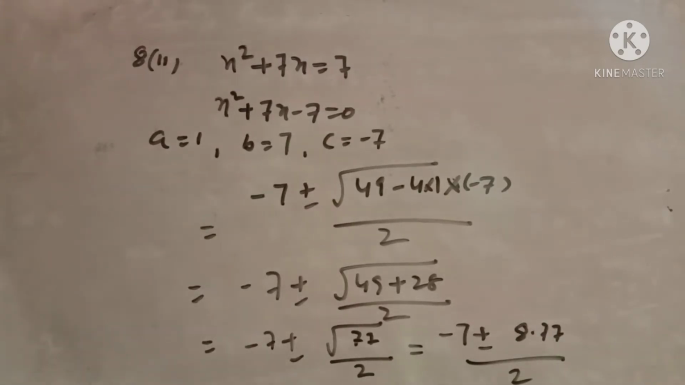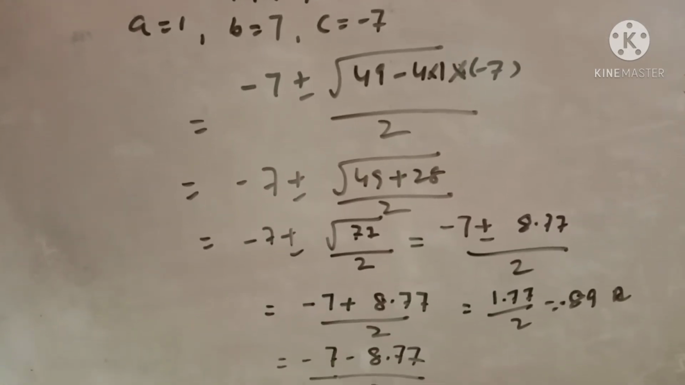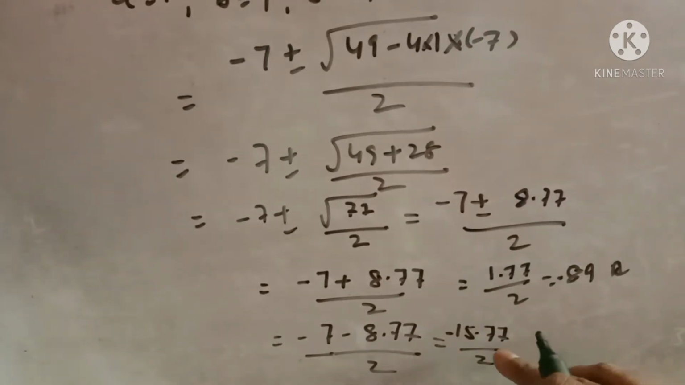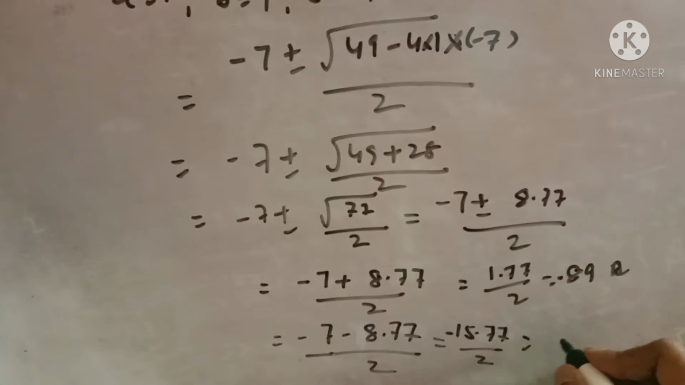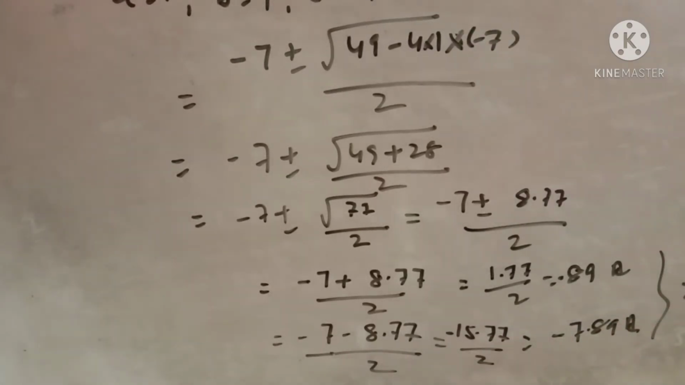Now second, it will be what? Minus 7 minus 8.77 by 2. So add minus 7 and minus 8.77, write down up to here. So we will get minus 15.77. So it will come divided by 2, it will come minus 7.89 up to 2 decimal. Write down, this is our required answer.